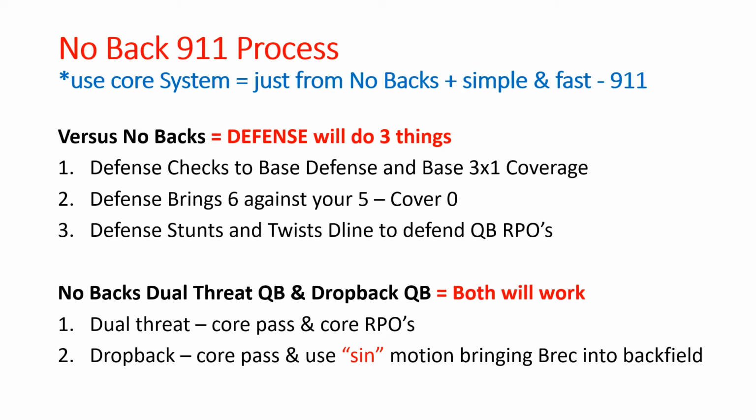No backs using a dual threat quarterback or a drop back quarterback, I always get that question. You can use both. With a dual threat, you've got your core passing game like we talked here, but then you can actually use your core RPOs with the quarterback being the ball carrier. With a drop back quarterback, core pass also, but then you just simply use what we call a sin motion, where you bring the B receiver, which is typically a running back, into the backfield, and you're right back to running your normal RPOs.